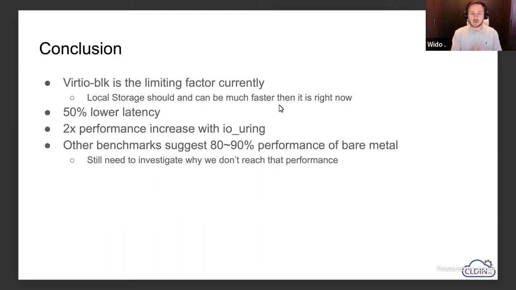So my conclusion is that virtio block still seems to be the limiting factor currently, because local storage should and can be much faster than it is right now. IO uring already lowers the latency about 50%, so we'll get double the performance with IO uring than we would have otherwise. But the other benchmarks suggest that we should get 80 to 90% of the bare metal performance inside the VM. I still need to investigate, but again, I'm reaching out to the community, to others, to also investigate and do this performance testing, so that we might need to change a few things in the XML of libvirt or some tuning for KVM settings. I don't know, but we should be able to get to the same bare metal performance.